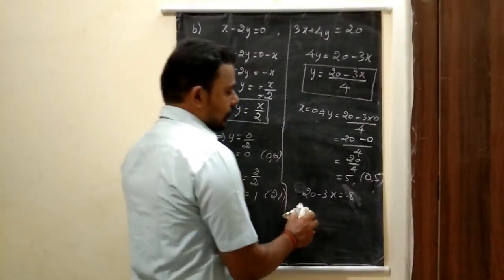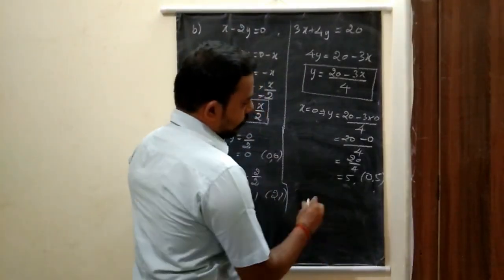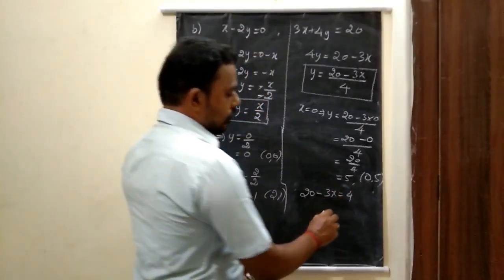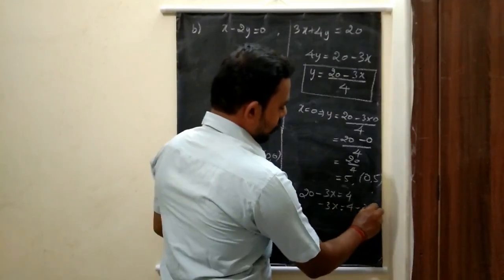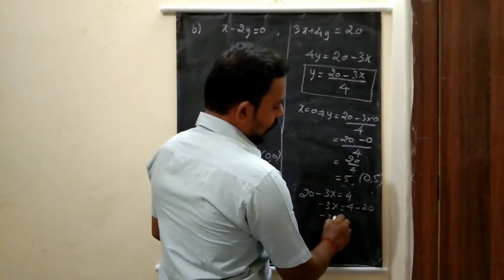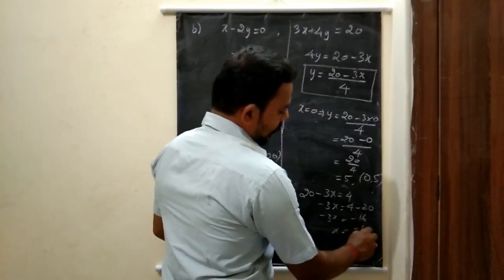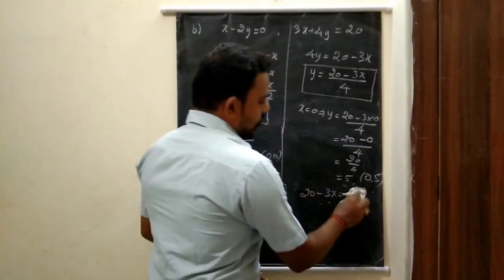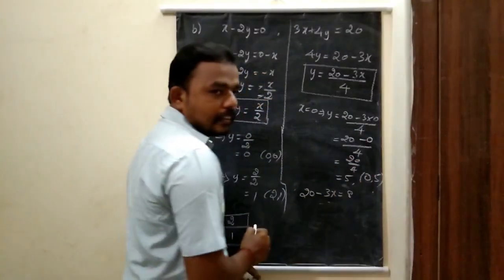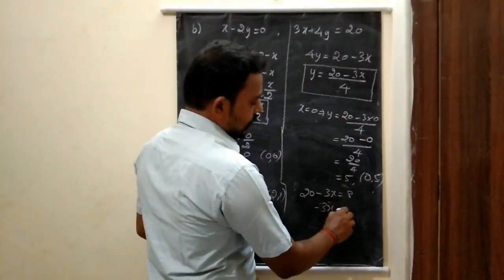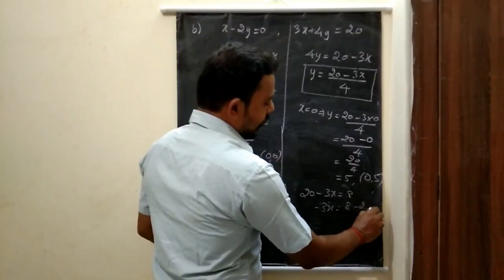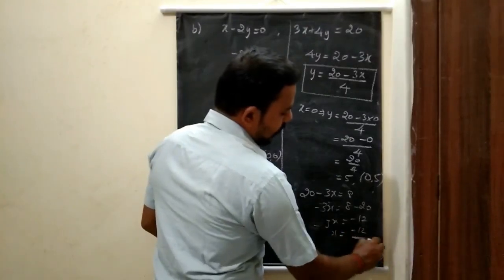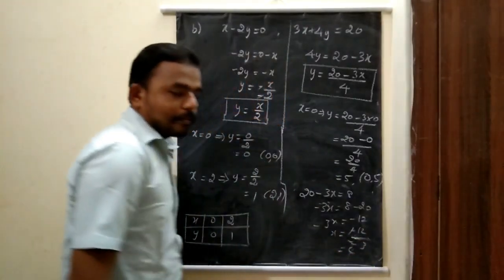So my idea is, if 20 minus 3x equal to 4, now minus 3x equal to 4 minus 20. So minus 3x equal to minus 16. x is equal to minus 16 divided by minus 3. Now it is not possible to divide. If this value is 8, a multiple of it, next: minus 3x equal to 8 minus 20, so minus 3x equal to minus 12. So x equal to minus 12 divided by minus 3. So that is 4, possible.